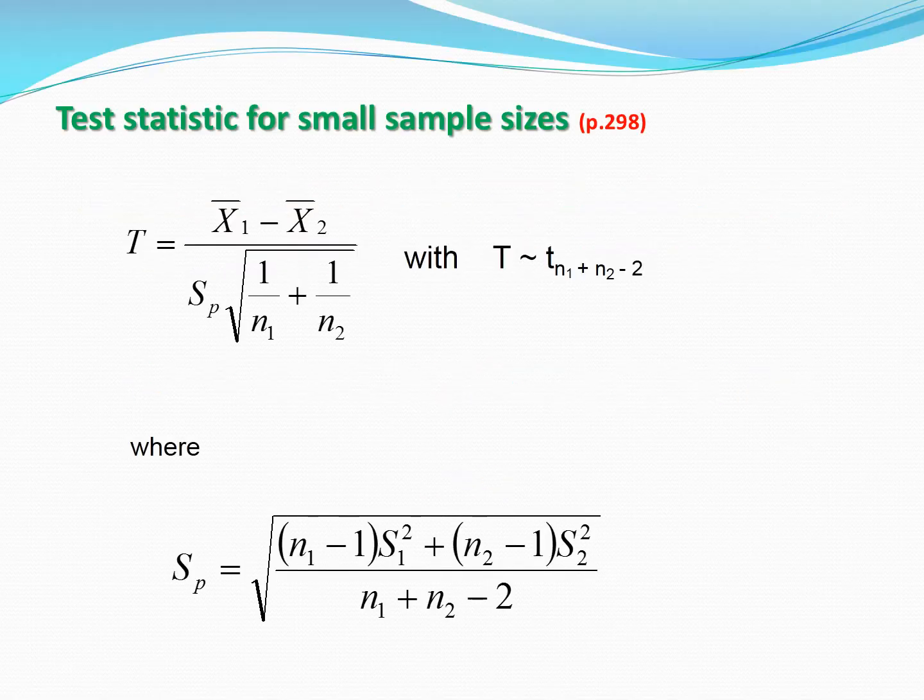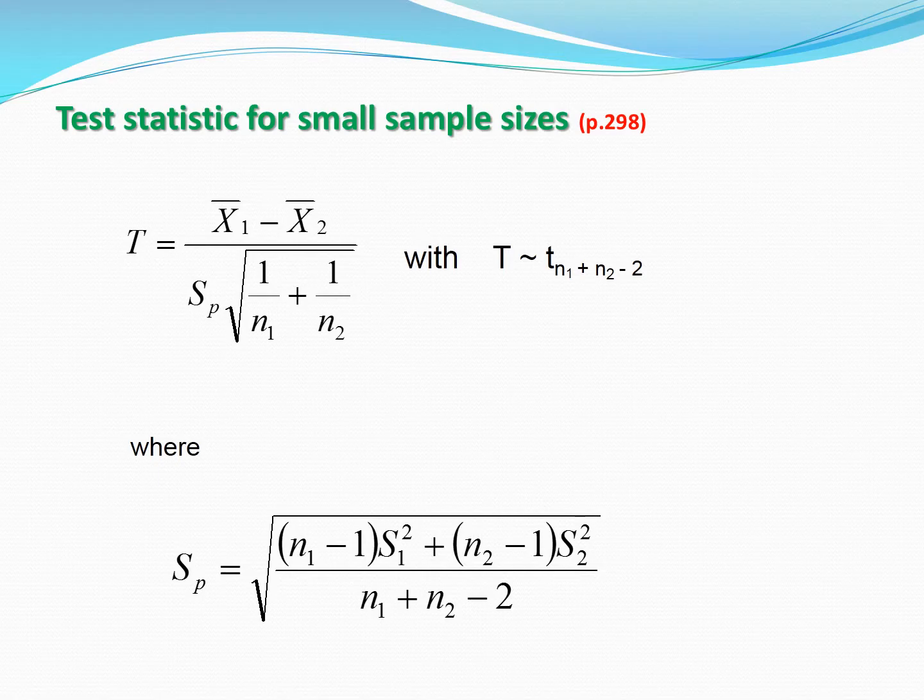The test statistic that we use for small sample sizes is given by this formula, where t follows a t-distribution with these degrees of freedom. So you take your first sample size plus the second one minus 2, since we are working with two samples. And if you look at this SP value below the line, we call that the pooled standard deviation. And it's like a common standard deviation measure for the sample data for both populations.